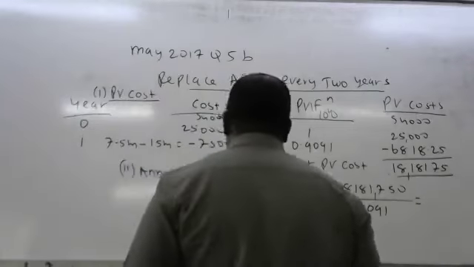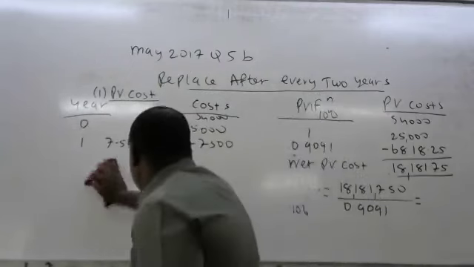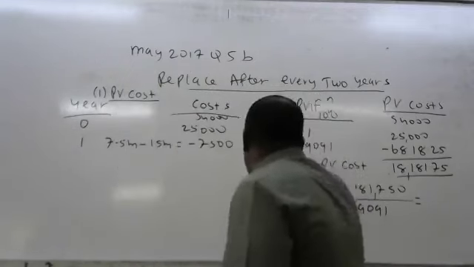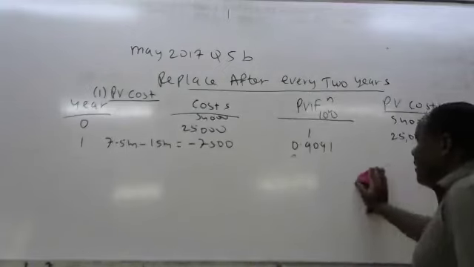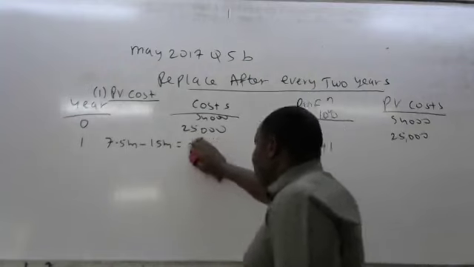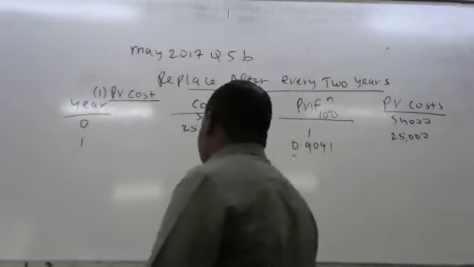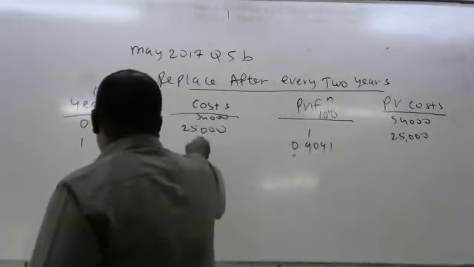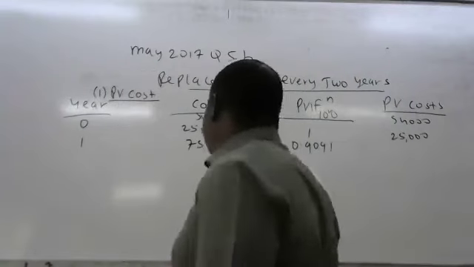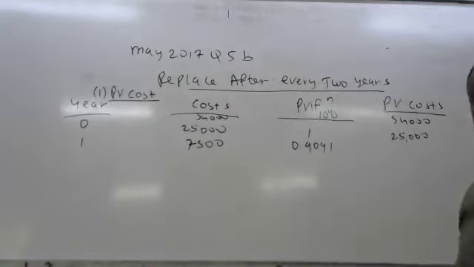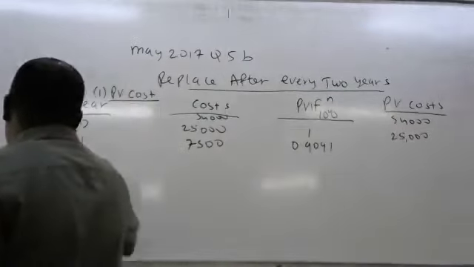Year zero is not affected. But now year one will not contain the resale value. So year one cash flows will simply be 7.5 million, which is our cost. Then we factor in year two.